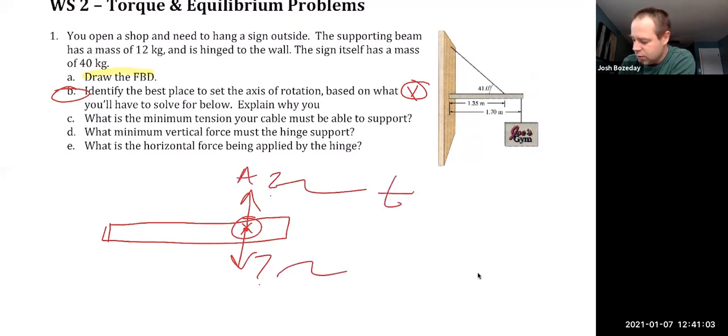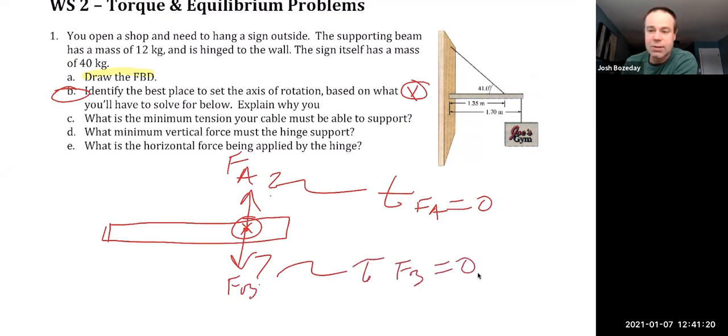let's call this force A, torque of force A equals 0 because it's a distance 0 from the pivot point. And same thing here, let's call this force B. It would also have a torque of 0. Torque of force B would also equal 0 because it's a distance of 0 from the pivot point. So that's my advice for B. Wherever you've got the most unknown forces, put your pivot point at that location because it'll make those torques 0.